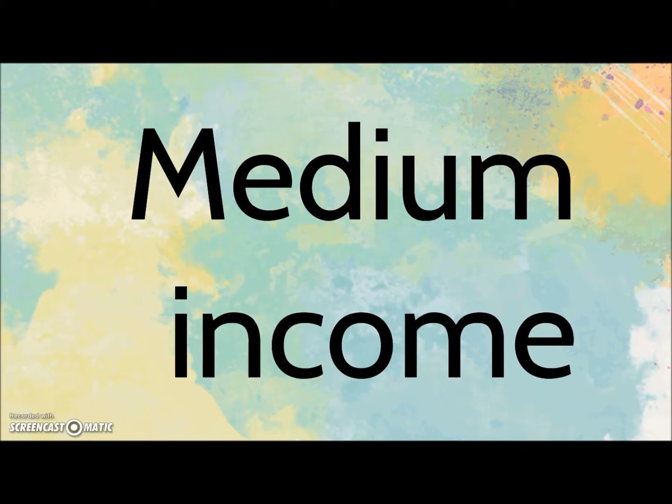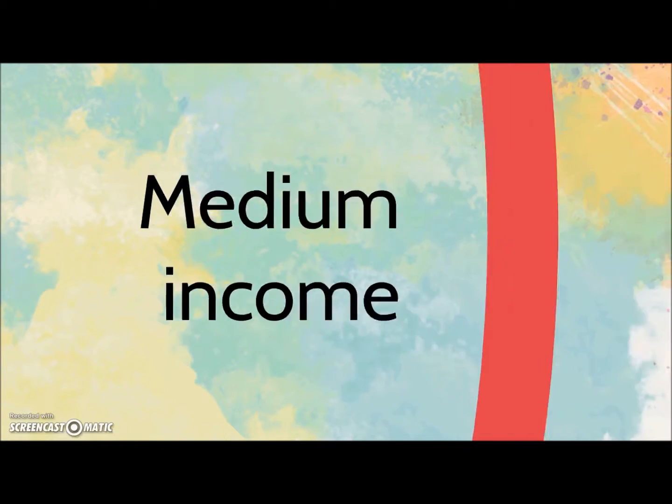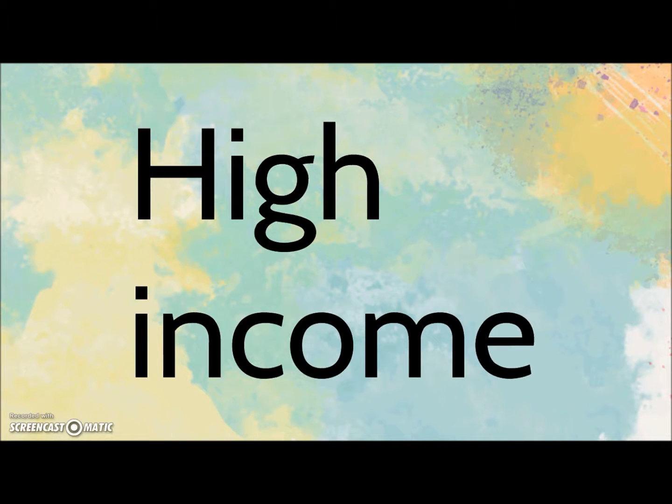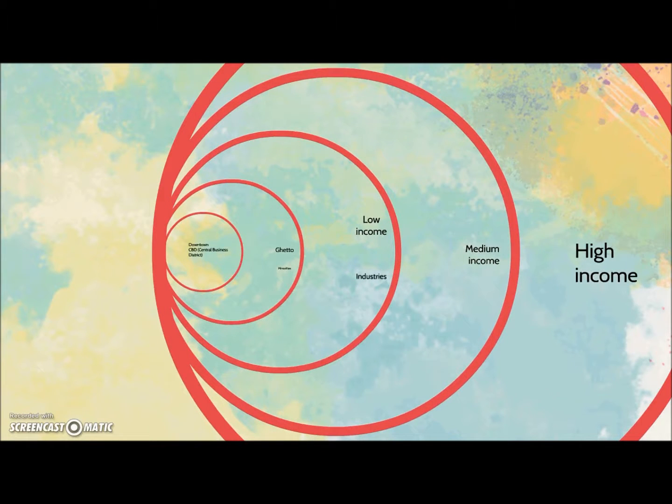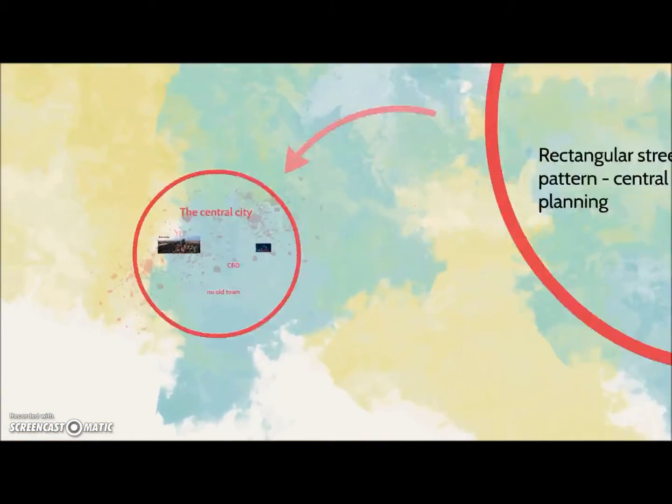And then moving a little bit further out of the city, we will find a medium income population living, and the high income population would live somewhere in the suburbia outside the city. So as you can see, there is an economic change in the constitution of the population of these areas.